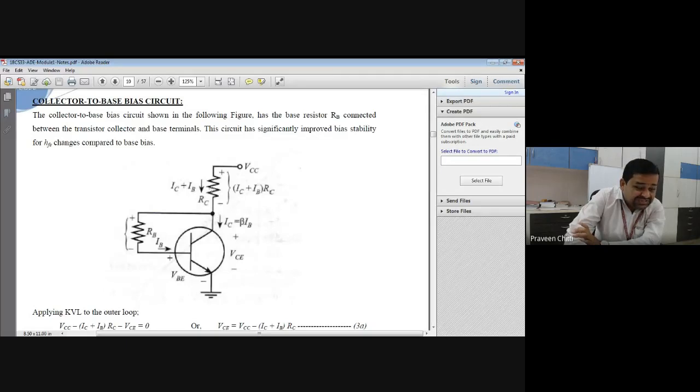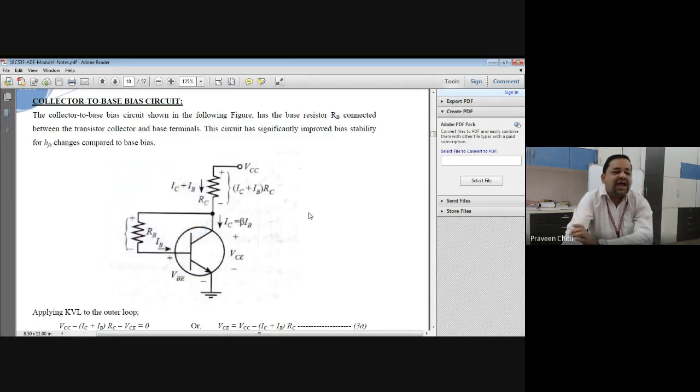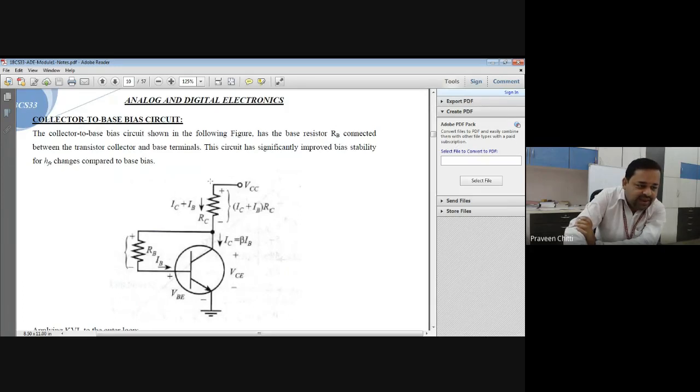Now, since we have connected the RB like this, RC now comes at the output side as well as at the input side. That is the difference between the fixed bias circuit and the collector to base bias circuit. So, if I apply KVL to the input side, we'll get one equation, and if I apply KVL to the output side, we'll get another equation. The same way you have to do the analysis of this.